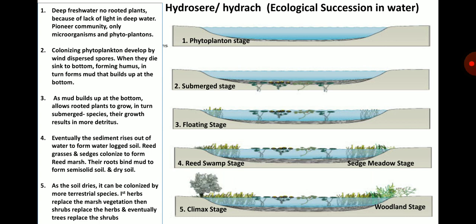Third one is called floating stage, where as mud builds up at the bottom, it allows rooted plants to grow, in turn submerged species. Their growth results in more detritus. The fourth one is called reed swamp stage. Eventually, the sediment rises out of water to form waterlogged soil. Reed grasses and sedges colonize to form reed marsh. Their roots bind mud to form semi-solid soil and dry soil. And the fifth one being the woodland stage is a climax stage. As the soil dries, it can be colonized by more terrestrial species. The herbs replace the marsh vegetation, then shrubs replace the herbs, and eventually trees replace the shrubs.